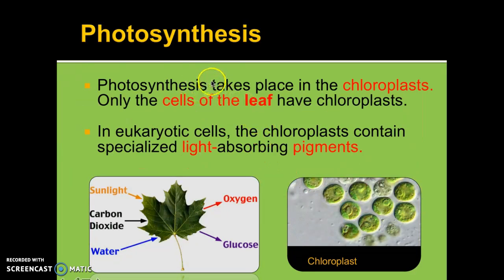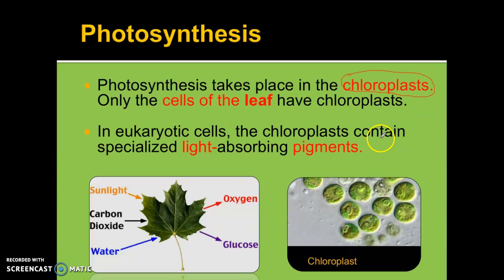So a little more about plants and where it happens. Photosynthesis takes place in the chloroplast. The chloroplast is the organelle, and this is very important. The chloroplast is the organelle where photosynthesis takes place, and this is only found in the leaves of the plant. So it says that only the cells of the leaf have chloroplast.